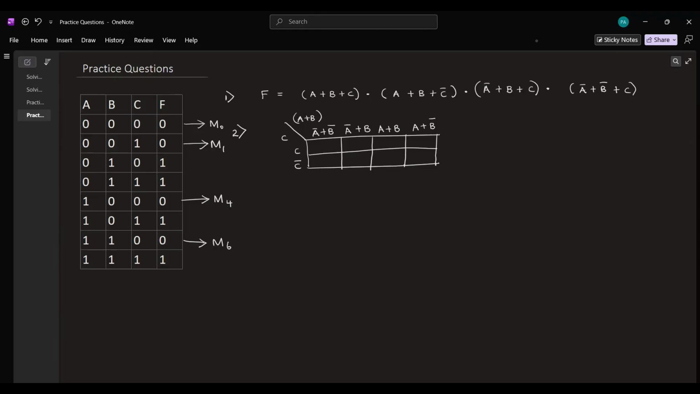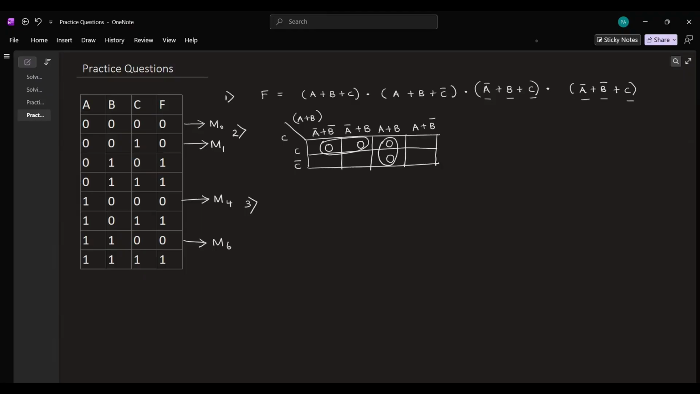Now let's mark the combinations. We know M0 is a plus b plus c. So here we'll put the 0. A plus b plus c bar, we'll put a 0 here. A bar plus b plus c, a bar plus b plus c bar. And then finally a bar plus b bar plus c. So here we will have another one. Now the beauty of this is we just need only 2 groups. Now we are going to the simplification process where we group the zeros. Only 2 groups are enough, which will be this one and this one.